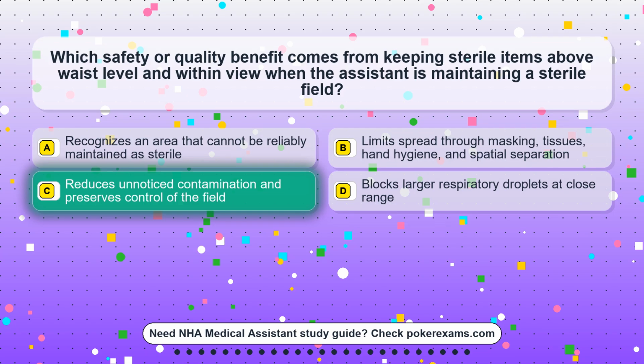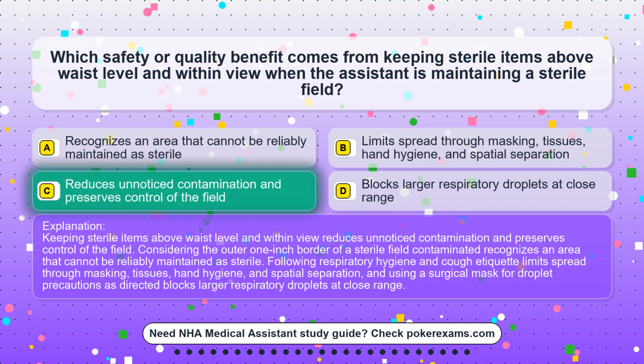The correct answer is option C. Reduces unnoticed contamination and preserves control of the field. Keeping sterile items above waist level and within view reduces unnoticed contamination and preserves control of the field. Considering the outer 1-inch border of a sterile field contaminated recognizes an area that cannot be reliably maintained as sterile. Following respiratory hygiene and cough etiquette limits spread through masking, tissues, hand hygiene, and spatial separation, and using a surgical mask for droplet precautions as directed blocks larger respiratory droplets at close range.